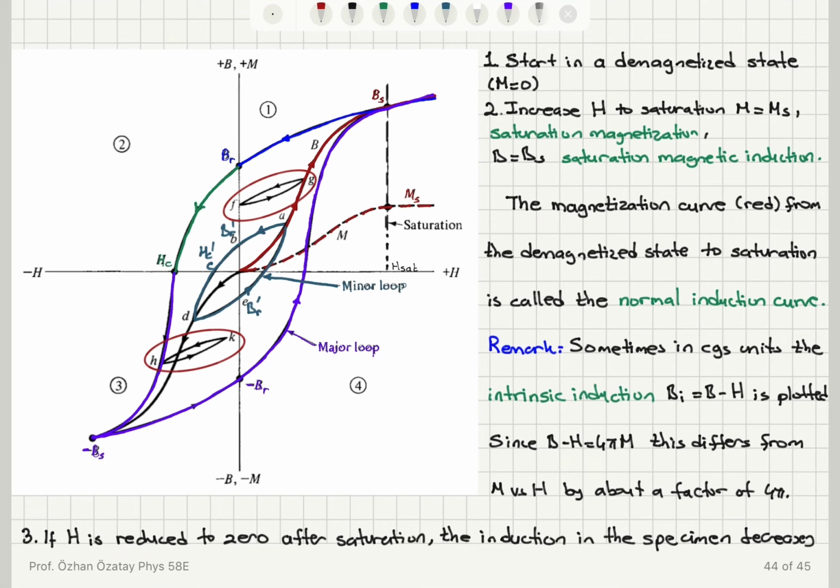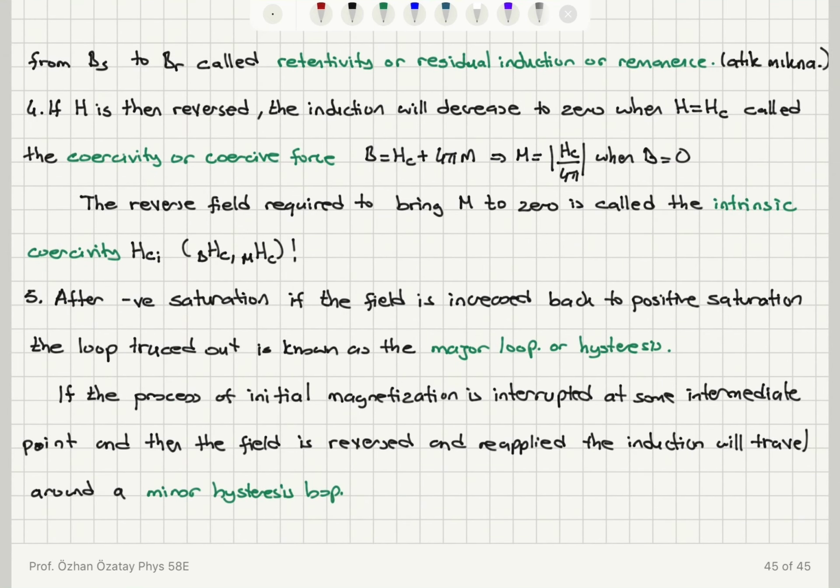The magnetization curve from the demagnetized state to the saturation, that's the red curve, is called the normal induction curve. And sometimes in CGS units we plot, instead of B versus H, B minus H, which is intrinsic induction versus H. And if we then reduce the H to zero, we see that there will be a non-zero magnetic induction Br in the specimen that is called retentivity or residual induction or remnants.